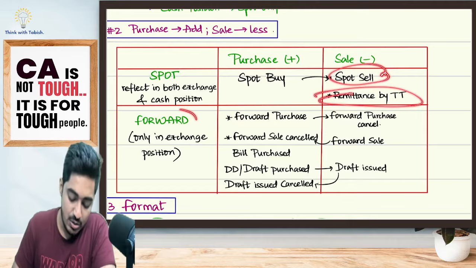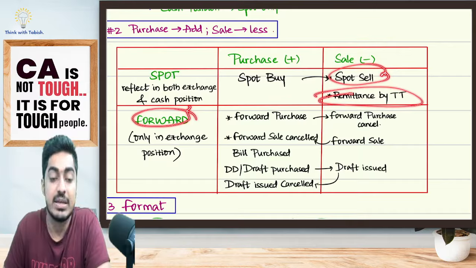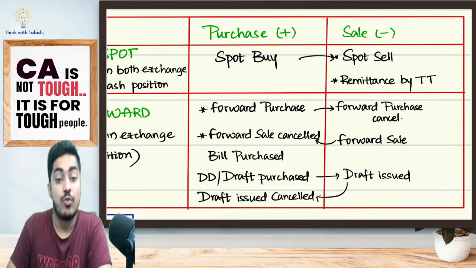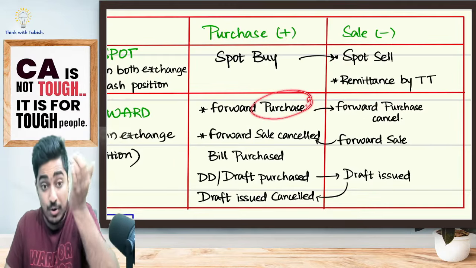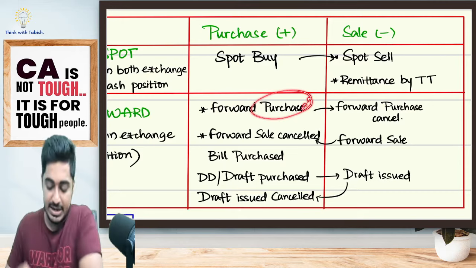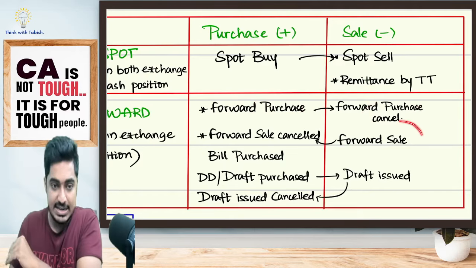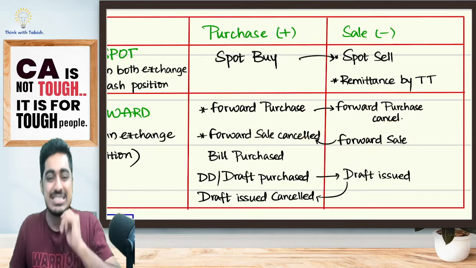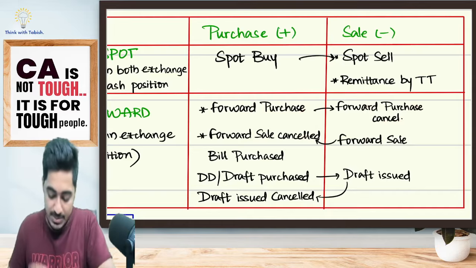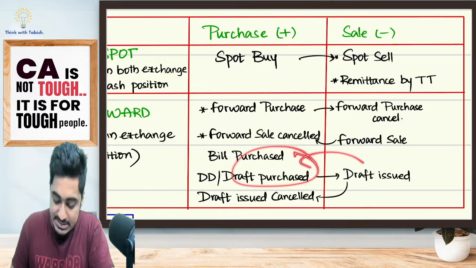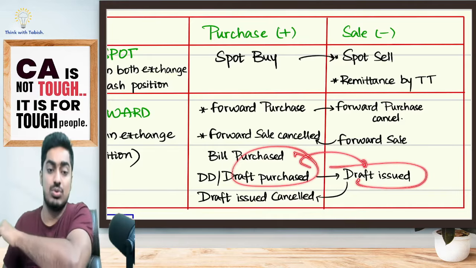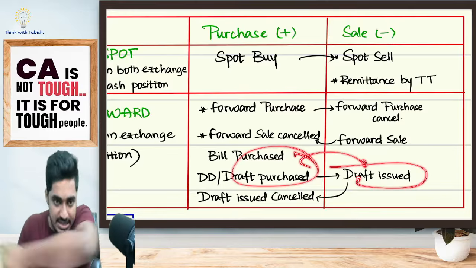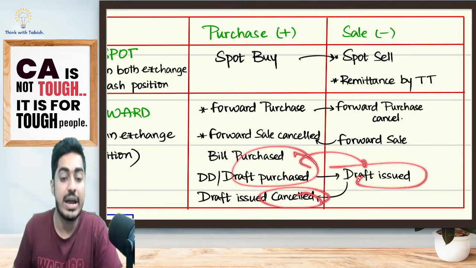Is this clear? If the transaction is happening in the forward market, it will come only in my exchange position. It will not come in my cash position. Forward purchase, add. Forward purchase cancelled, eliminate, so less. Forward sale, less. Forward sale cancelled, reverse, add. Bill purchased, draft purchased, DD purchased, wherever you see purchased, add. DD issued, draft issued. If an issued draft is cancelled, the issue was less and is now getting reversed, which means you are going to add it.